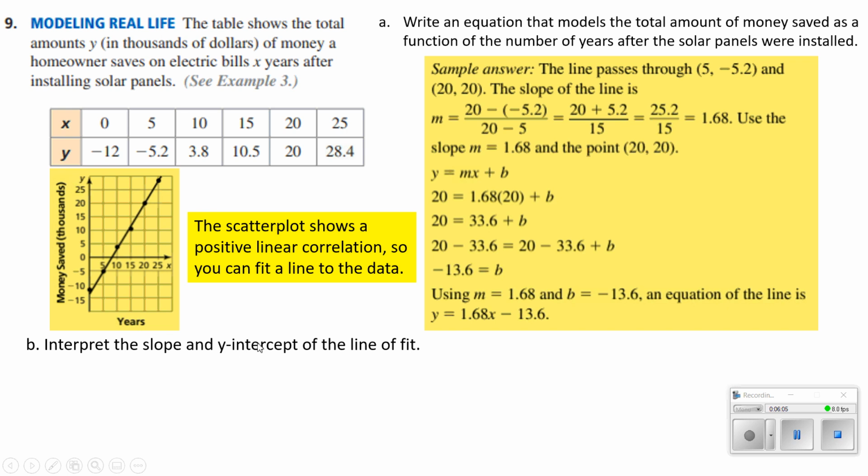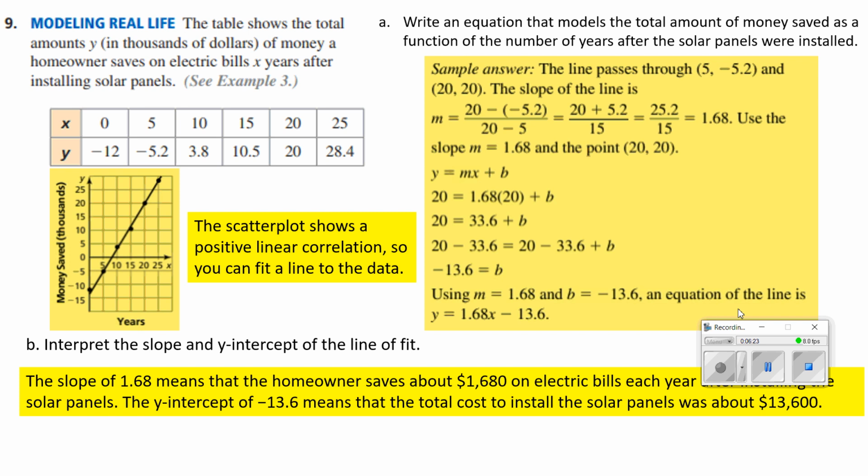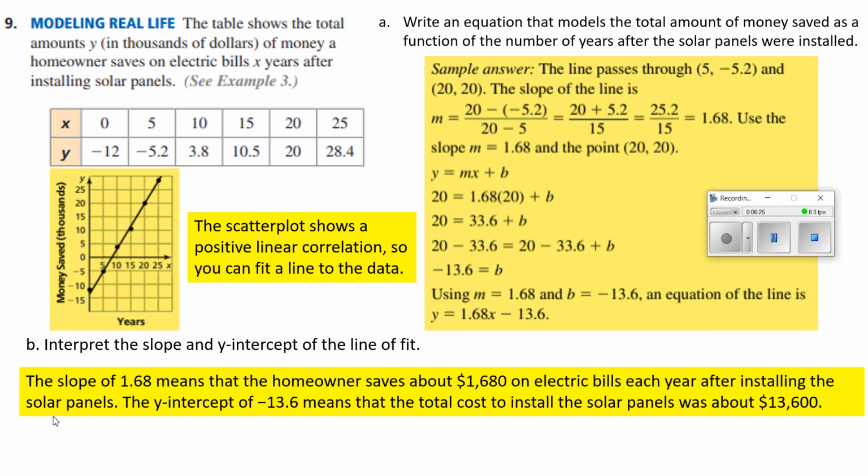Right? Interpret the slope and y-intercept of the line of fit. Well, the slope of 1.68 means that the homeowner saves about $1,680. Remember, this was in thousands of dollars, right? On electric bills each year after installing the solar panels. The y-intercept of negative 13.6 means that the total cost to install the solar panels was about $13,600. Okay? Let's move on.